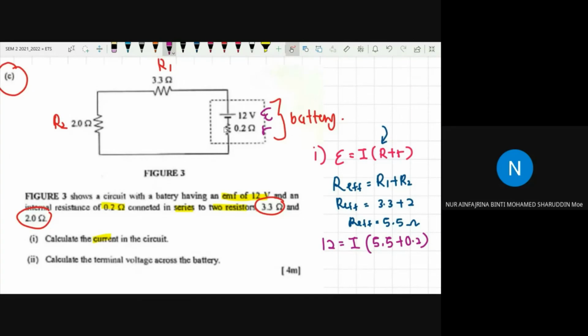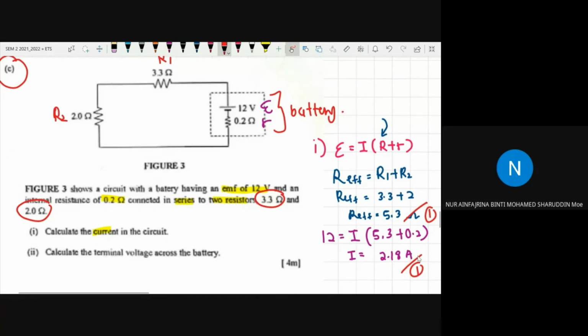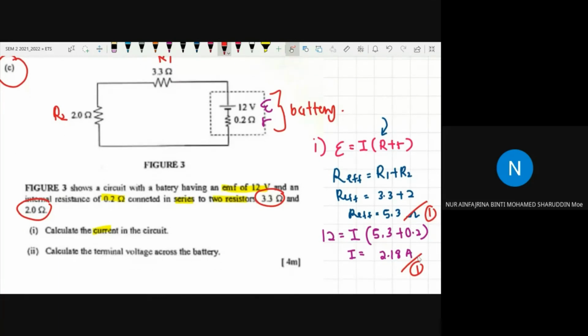Miss macam salah tambah je ni. Ni 5.3, 5.3 kan? Itulah matematik hebat sangat ni. 5.3. Okay, so once you tekan calculator, you will get your answer of current 2.18 ampere. So sama juga, you will have 1 mark here by looking here and 1 mark here. Okay, so make sure your unit is correct. If your unit is wrong, then you won't get the final mark. You will only get 1 mark.